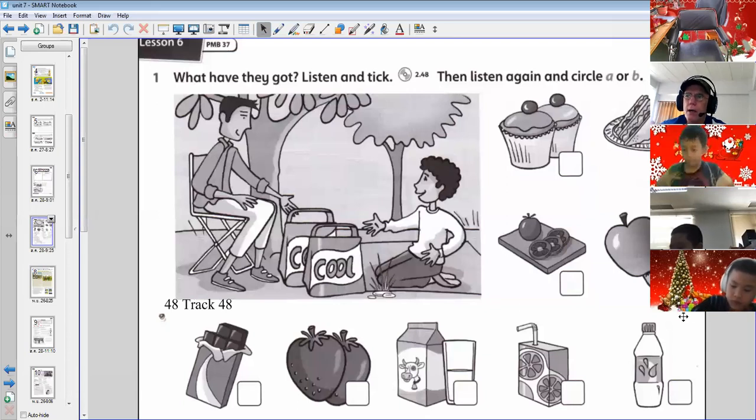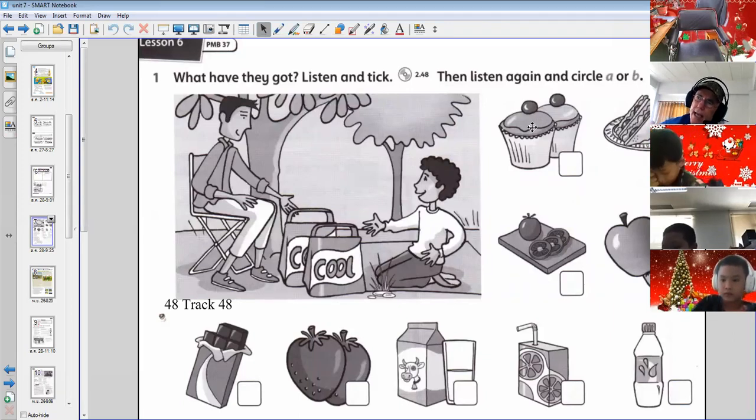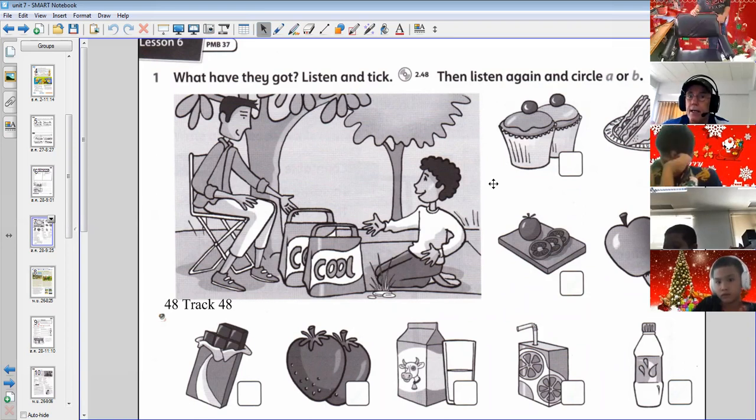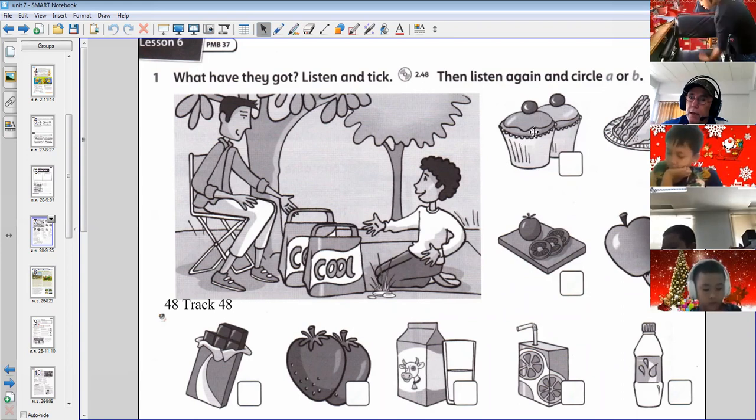Right, so now what I would like you to do is to answer these questions. I would like you to say, if I say cakes, then you answer by saying, there is some cakes, there are some cakes, there isn't any cakes, or there aren't any cakes. So, cakes, who can start?